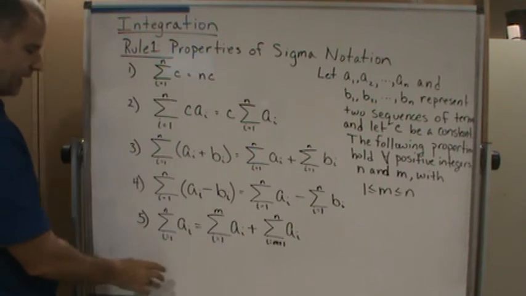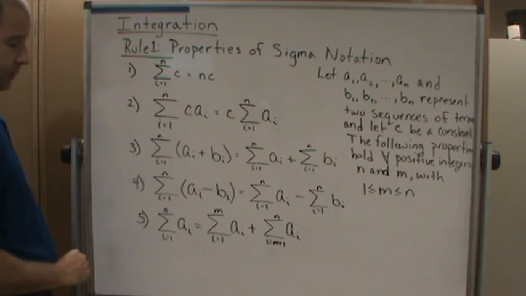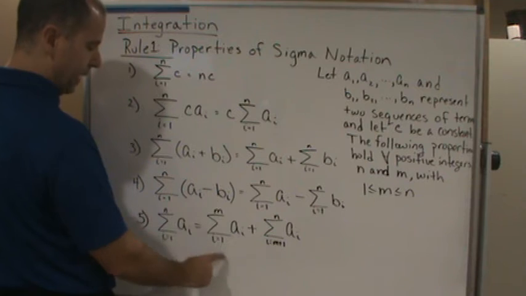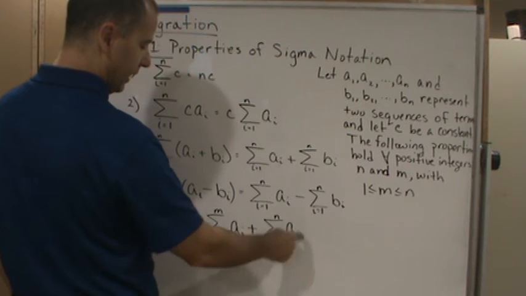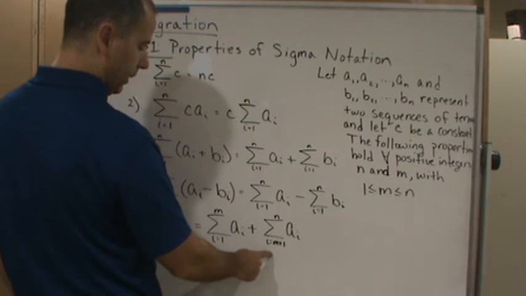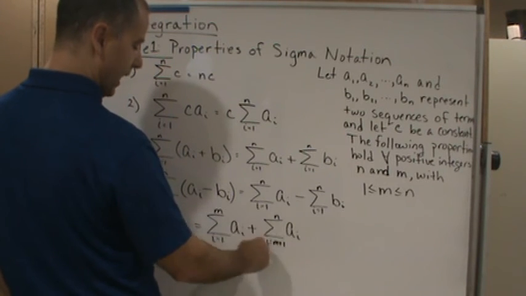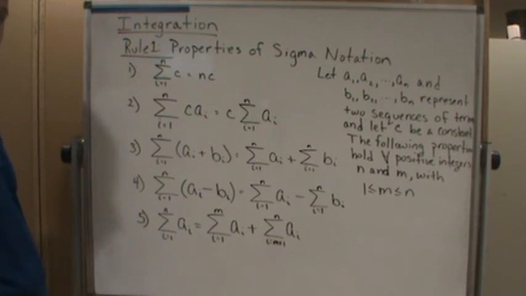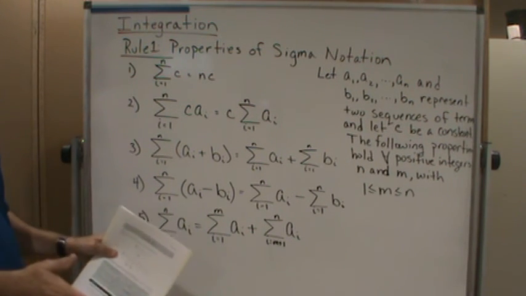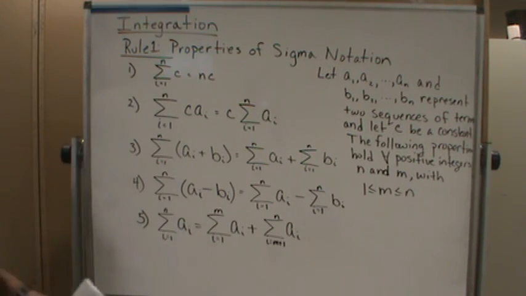And then number 5 is saying that I can take a summation and I can break it up into two different sums, where I can take the sum of the first m terms, and then I can take the sum of the next n minus m, right? So the next n minus m terms, and add those two summations together and get the same thing. Okay, so that's just telling me I can break up a summation into different pieces. I can break it up into 3 pieces, right? Because we're just dealing with sums, right?